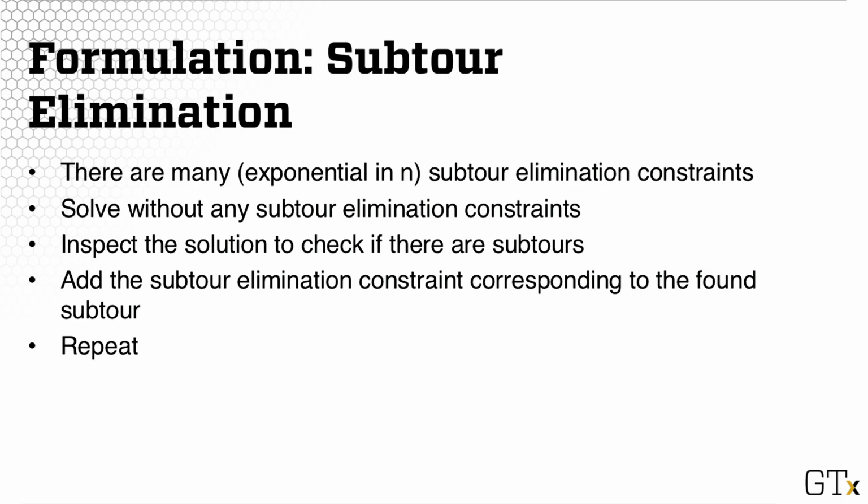Okay, so there are many subtour elimination constraints. So the idea is we're going to solve without any subtour elimination constraints. Then we're going to inspect the given solution to check if there are subtours. And then we're going to add the subtour elimination constraints corresponding to the found subtour, and we're going to repeat. So we're not going to add all the constraints at a time, but we're going to add them as needed.